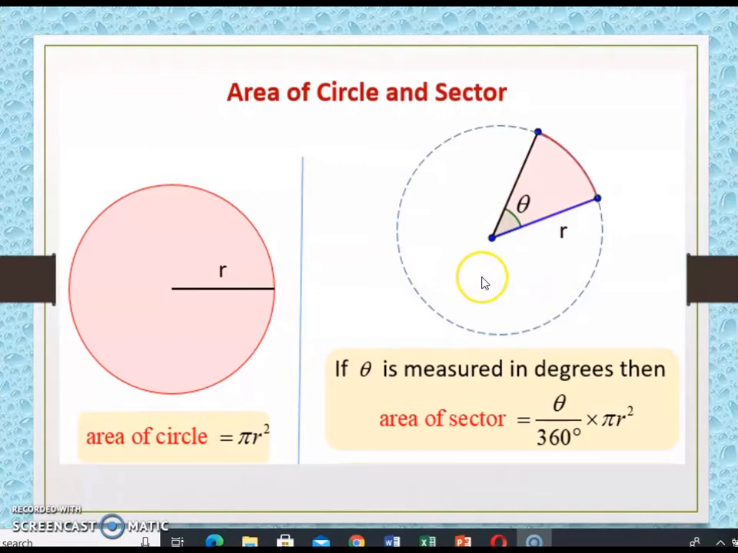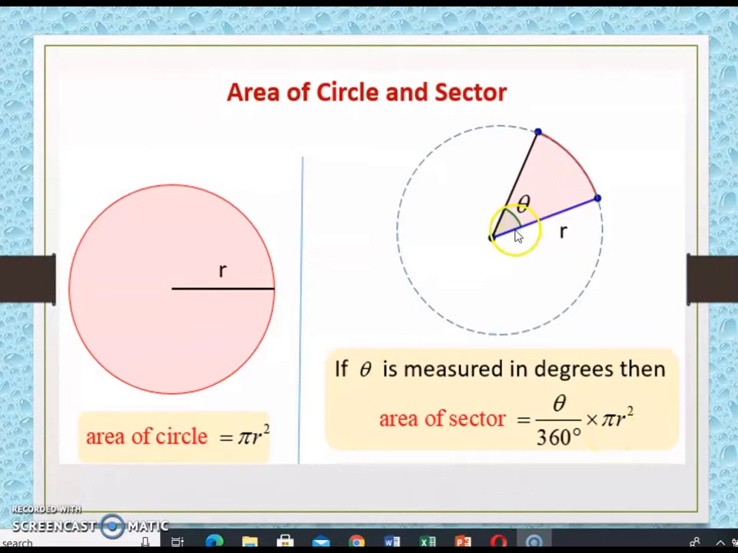That is for the entire angle. The complete angle of the circle is 360. But out of that, we are finding only for this region theta. So that will be theta by 360 into pi r square. So suppose if this is a semicircle, theta will be 180 degree. So it will be 180 by 360 or 1 by 2 pi r square.